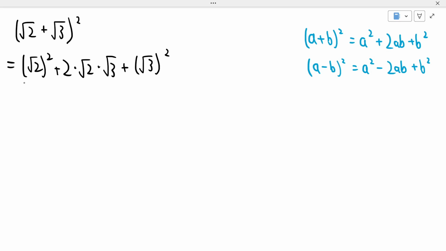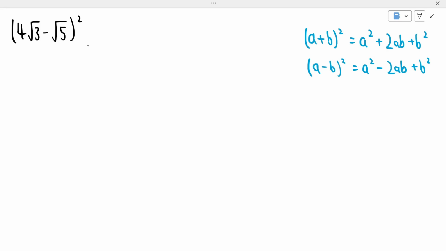In the first term, square root of 2 squared is equal to 2. And in the second term, 2 times the square root of 2 times the square root of 3 is equal to 2 square root of 6. And in the last term, square root of 3 squared is equal to 3. So now we can combine like terms because 2 plus 3 is just equal to 5, and the 2 square root 6 stays the same. So this expression is just equal to 5 plus 2 square root 6.